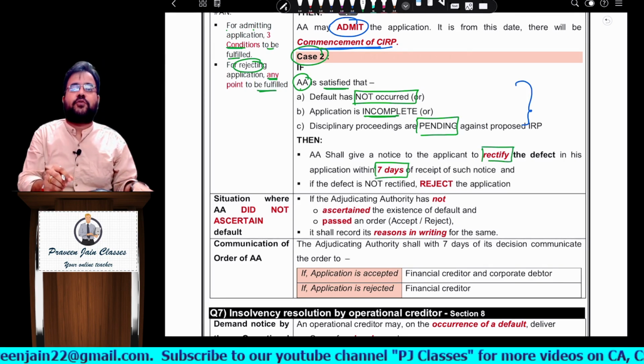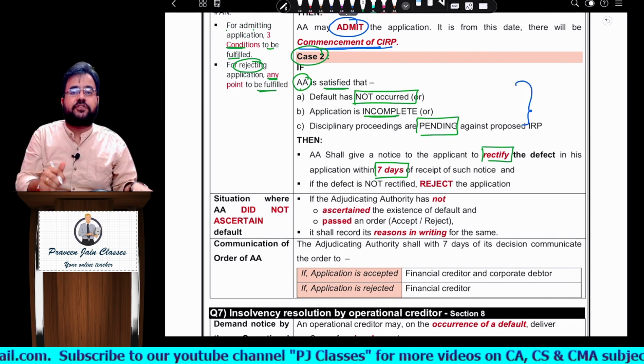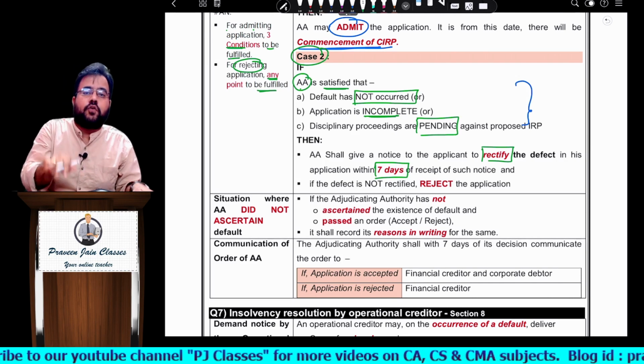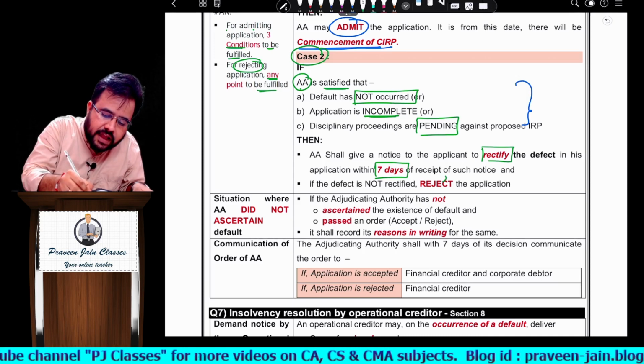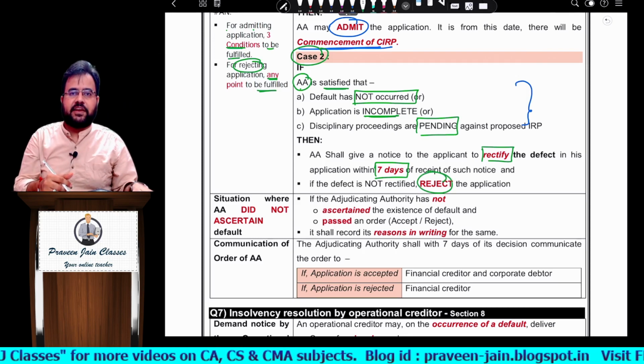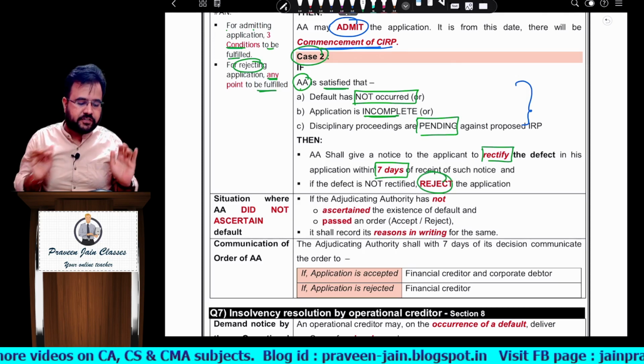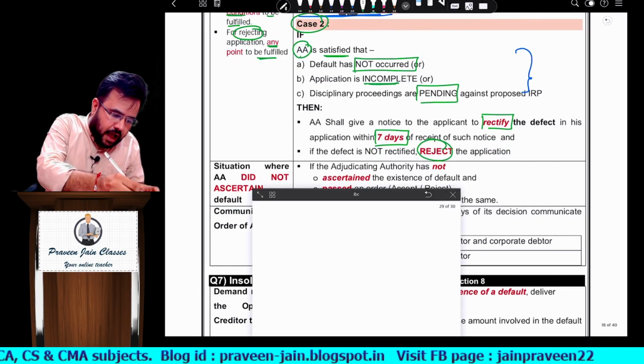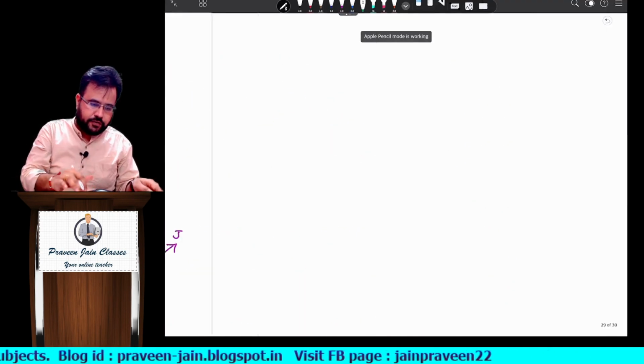How much time limit should I give, sir? 7 days time limit you give, sir. Sir, after 7 days, if they don't rectify the default, at that time you can reject the application. I hope you understood this point, sir. Okay. Now, sir, one small point I would like to tell you, sir.